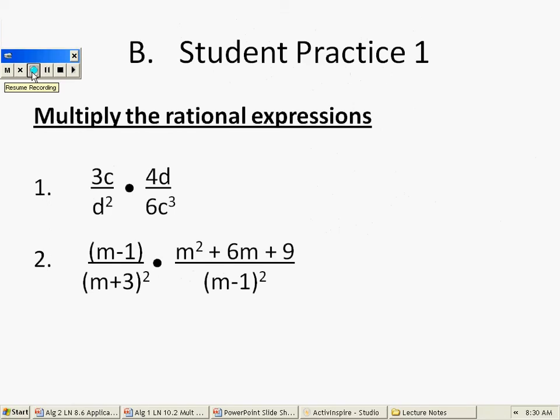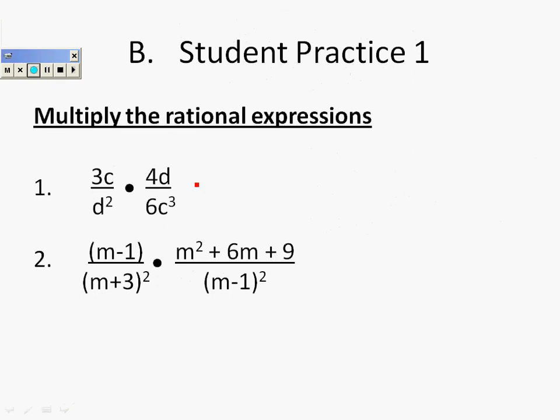Okay, guys, so I'm going to put the answers up here so you can check your work. For the top one here, we should have 2 over dc squared. Does it matter if I put c squared d? For the next one, it should be 1 over m minus 1.